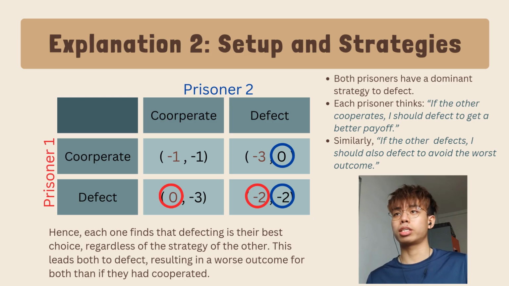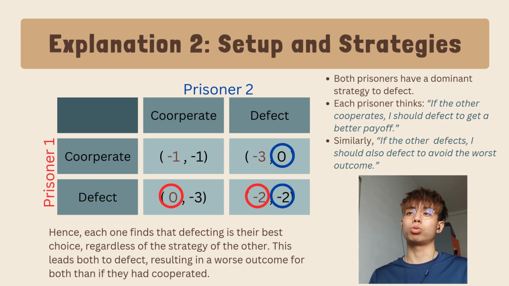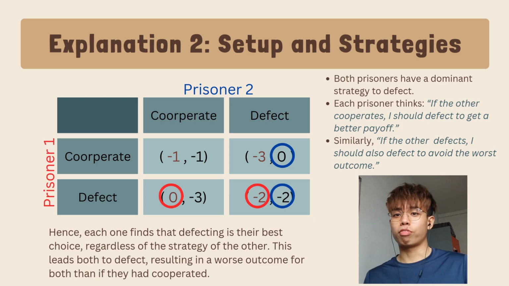Now we can see here that there is a dominant strategy, which is to defect, and each prisoner thinks that if the other cooperates, I should defect to get a better payoff. So let's say prisoner 1 chooses to defect and prisoner 2 chooses to cooperate: prisoner 1 will get 0, while prisoner 2 will get -3. So this is the best scenario for prisoner 1. So it is much better for both of them to defect, so that none of them gets the benefit if one goes to cooperation.